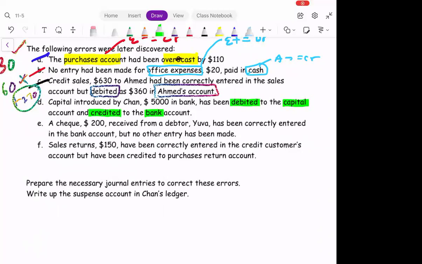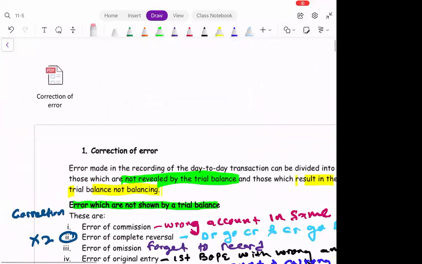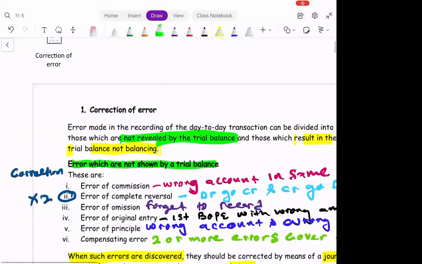Okay. I have two questions. My first question is, one mistake or two mistakes? Two. My debit is also wrong, my credit is also wrong, two mistakes. If two mistakes, there's no suspense account. Another thing is this mistake is a complete reversal. You remember last class I explained about complete reversal. Whenever we have an error of complete reversal, the correction must be the amount times 2.